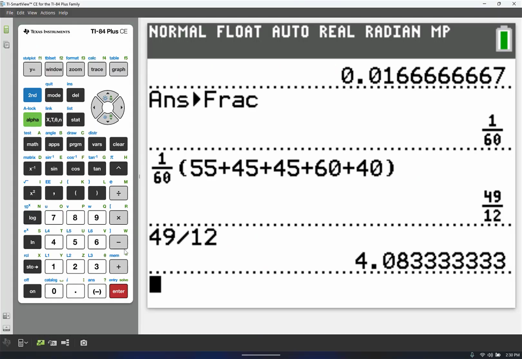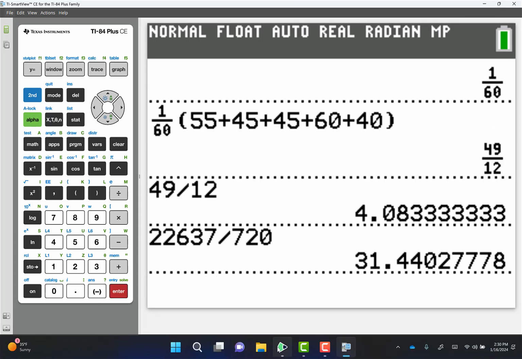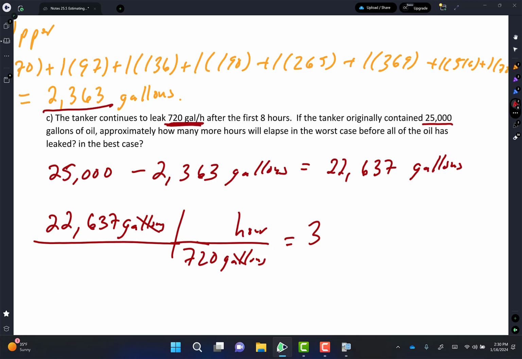22,637 divided by 720 is 31.440. That's how many hours. Damn, that's a lot of hours. 31.440 hours. So it's going to keep leaking. That's a lot, guys. 720 gallons an hour into the ocean. It's going to take a whole day. So I don't know if this is what you call worst case or best case.